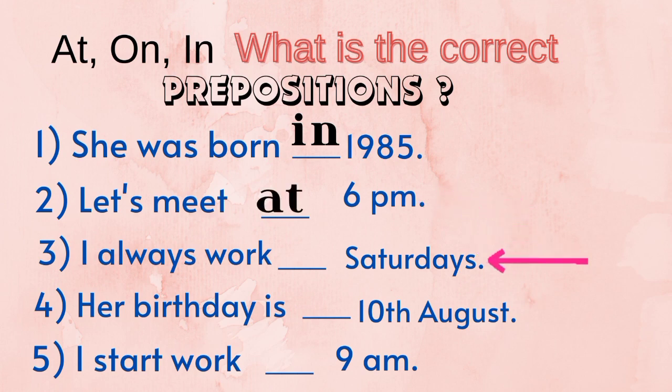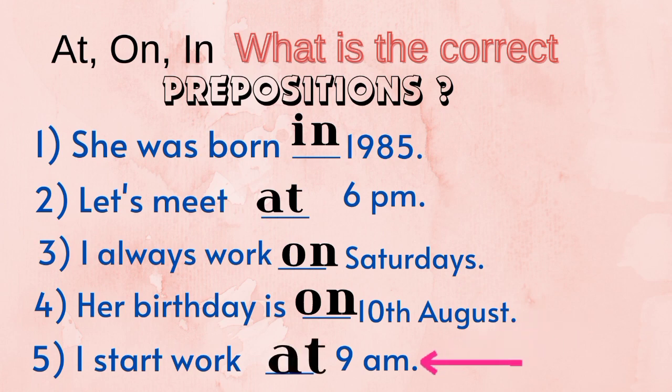I always work blank Saturdays. I always work on Saturdays. Her birthday is on 10th August. I start work at 9 a.m.